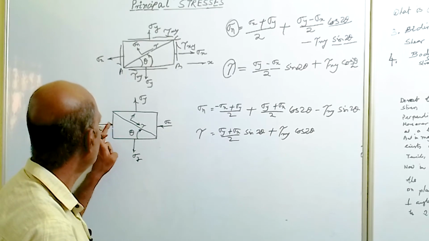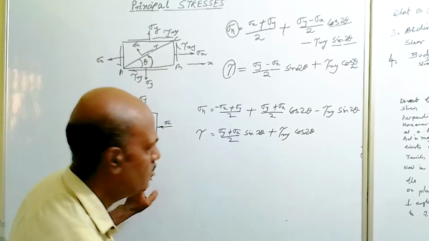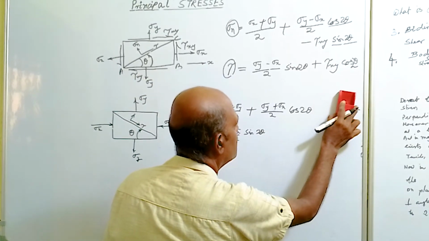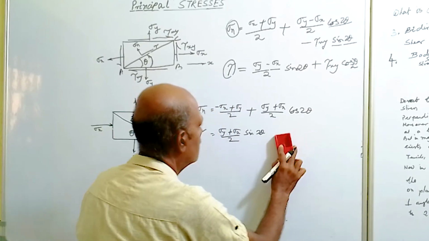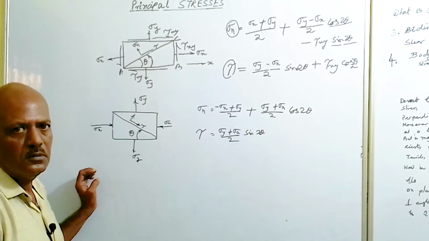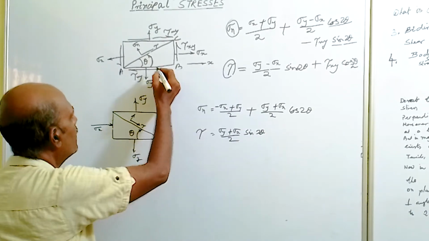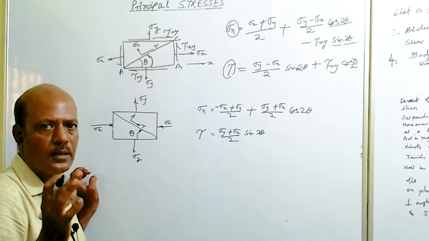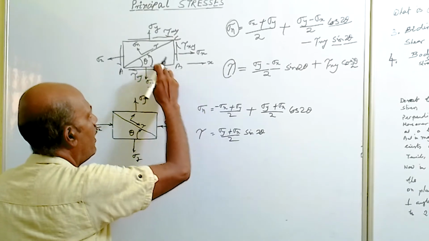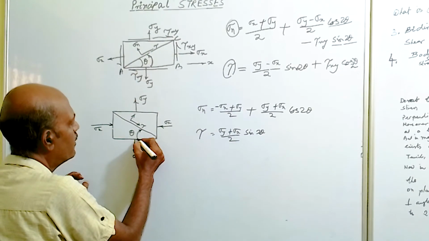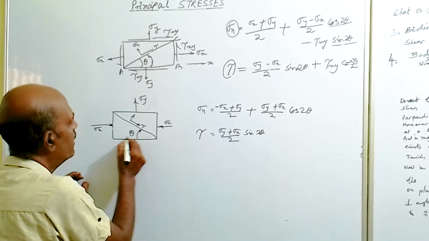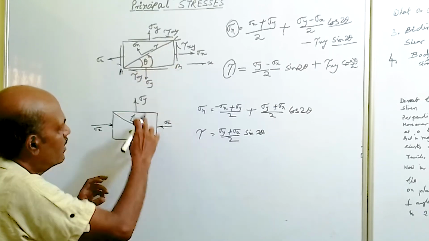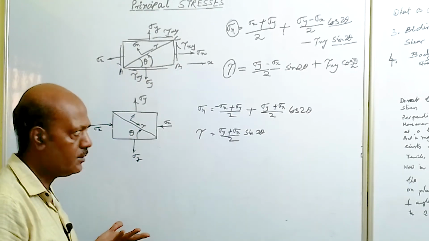Now shear stress is not available, so the shear stress part we will remove from the equation. So shear stress is 0. If we put shear stress 0, this equation will become this. Now theta. Earlier we have taken theta as the angle between the x direction and the inclined plane, in anti-clockwise sense, but in this case it is in clockwise sense.